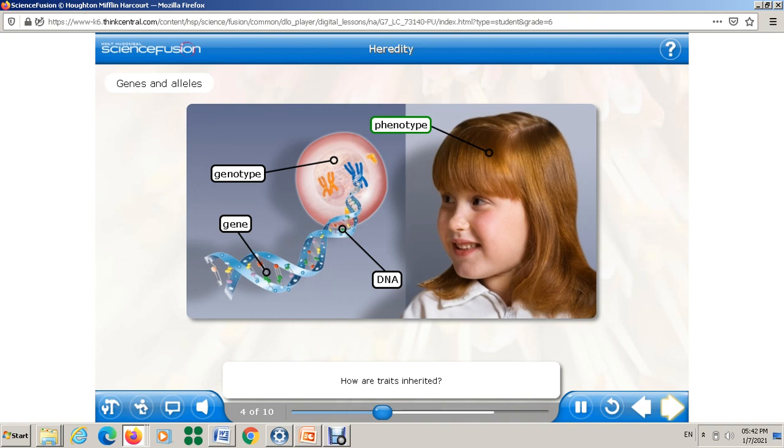How are traits inherited? All organisms are produced from a blueprint or a set of genetic instructions inherited from their parent or parents. These instructions are found in the genetic material located inside the genes within chromosomes in the nucleus of every cell in your body. Click the labels to learn more about genetic instructions. Let's focus here on these terms just to make sure that you understand them.